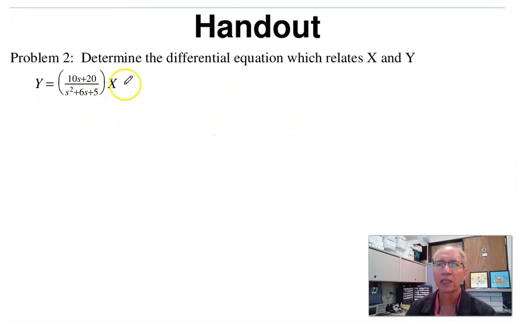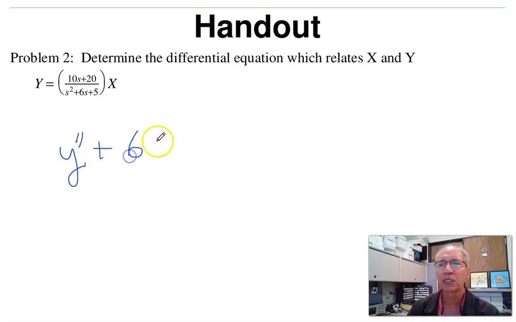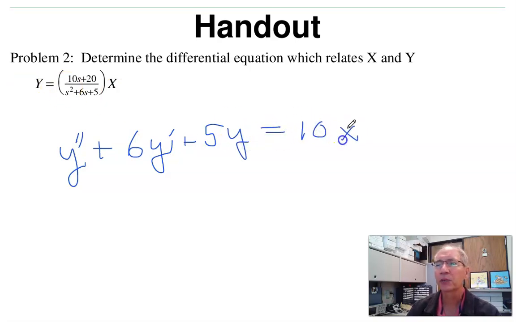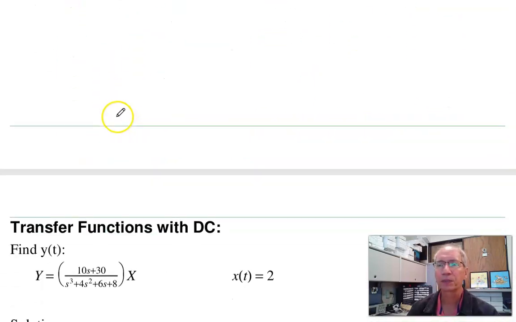I can go the other way as well. Here's the transfer function from x to y. What's the differential equation? Again, I'm going to cross multiply. That's times y. You can almost do that by inspection. That's the second derivative of y plus 6 times the first derivative of y plus 5 times y. The left-hand side is equal to 10 times the derivative of x plus 20x. So the transfer function gives you differential equations. Differential equations give you a transfer function.